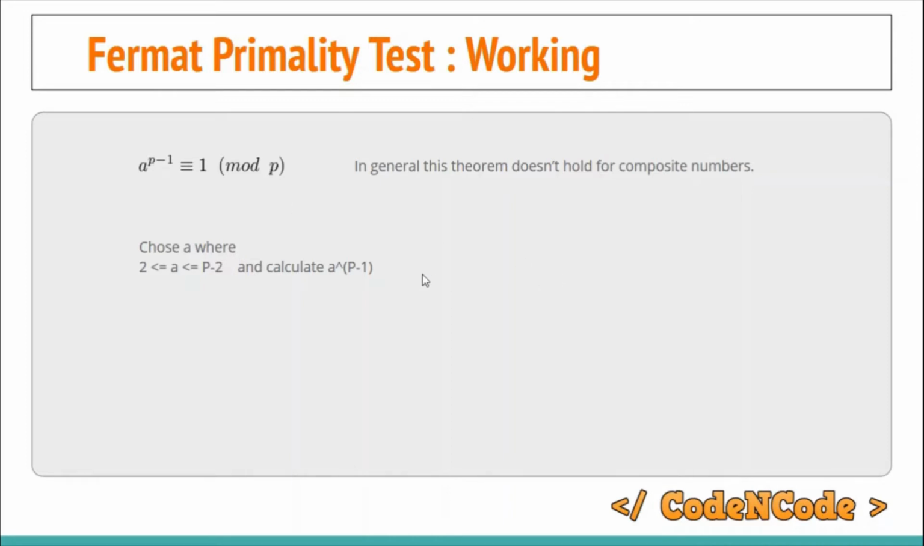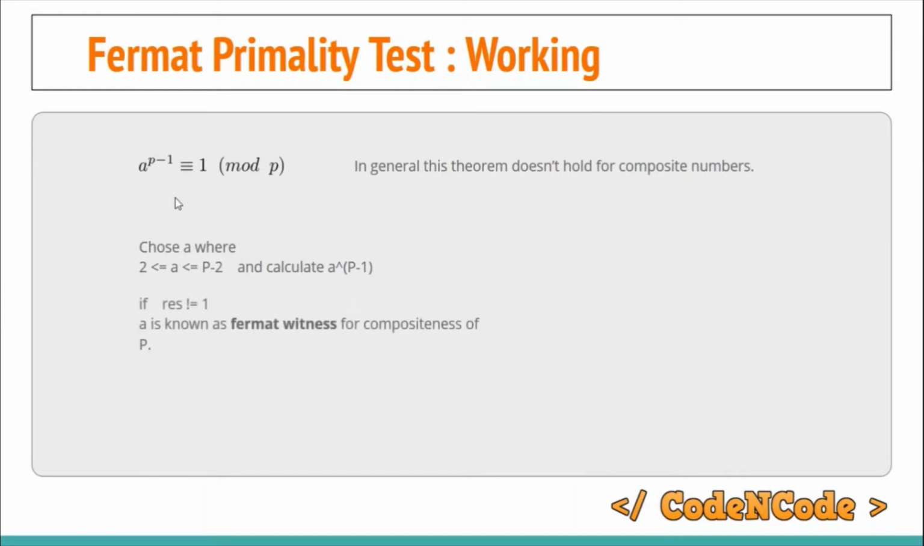Now, on most of the websites where you will be studying this primality test, they don't tell you why we choose a in the range 2 to p minus 2. Why don't we go till p minus 1? I'll be telling you that in a moment. First, let's concentrate on the algorithm. So first of all, you choose a base a from 2 to p minus 2, and then you calculate a raised to the power p minus 1 modulo p.